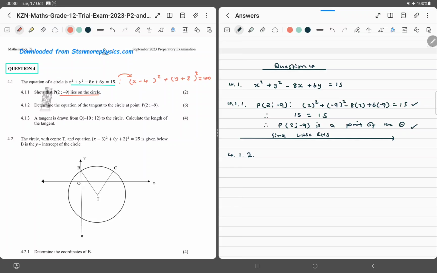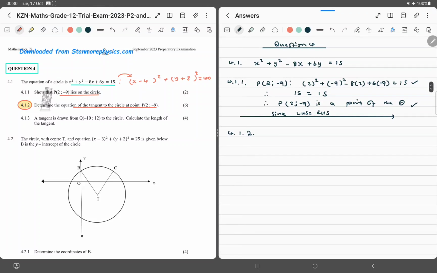So let's go to 4.1.2. It says determine the equation of a tangent to the circle at this point. Okay, now this is where the situation becomes a bit hot, because now you don't have this circle, you don't even know what it looks like. Now can you see completing the square is very important.